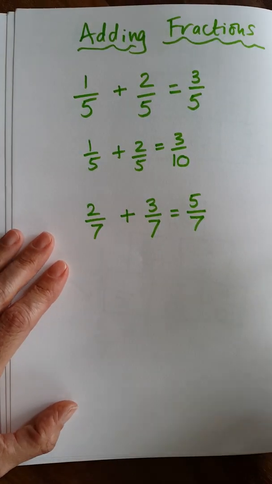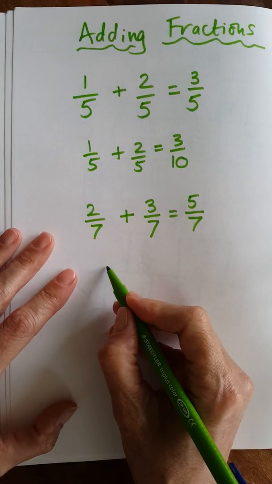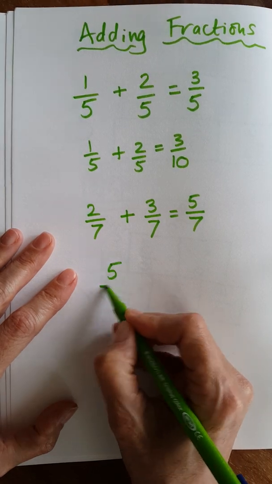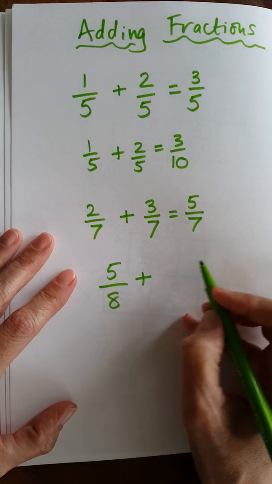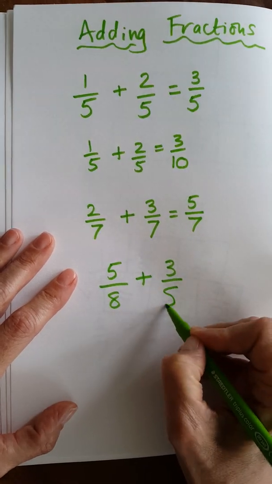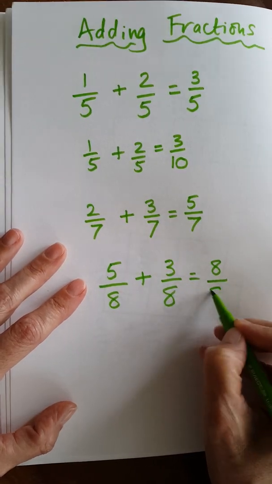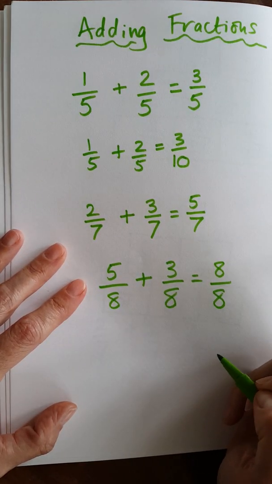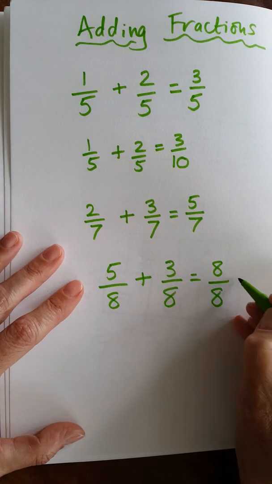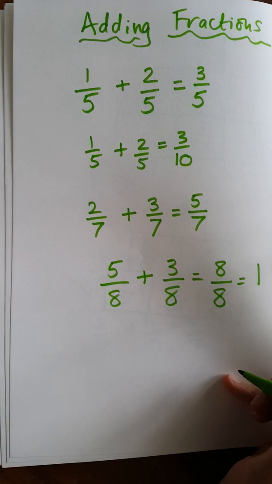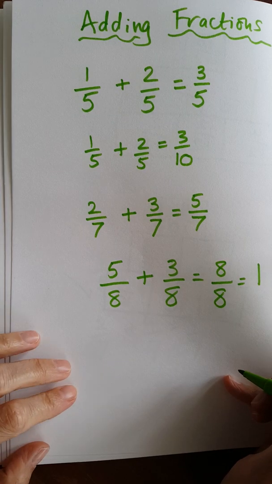Occasionally you might find that if you have something like 5/8 add 3/8, when you add them up, you'll find that the same number is on the top and the bottom. In other words, you have all your pieces. You have one whole because there are 8/8 in a whole. If you cut your cake into 8 slices and you had all 8 of them, 5 of them and another 3, you've got your whole cake.